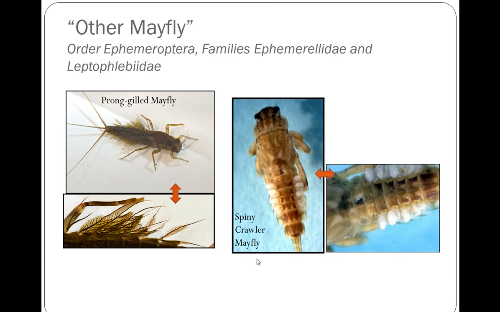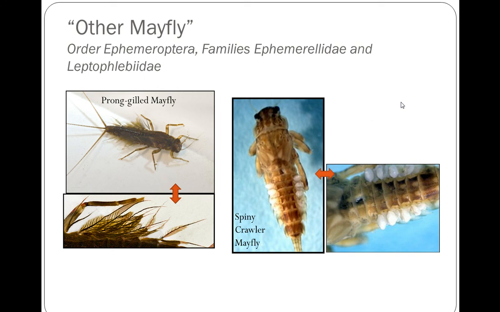Lastly, we have the other mayfly. This is families Ephemeralidae and Leptophlebidae, so spiny crawler mayfly and the prong-gilled mayfly. The best way to know if it is another mayfly or not is to use the dichotomous key in the appendix of your RiverWatch manual. So you go characteristic by characteristic to get there.